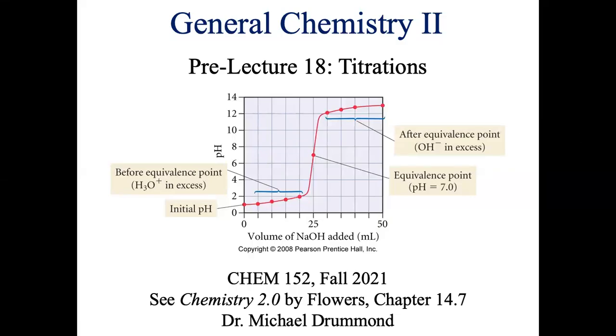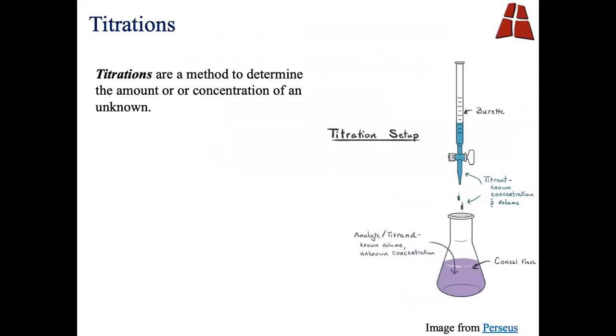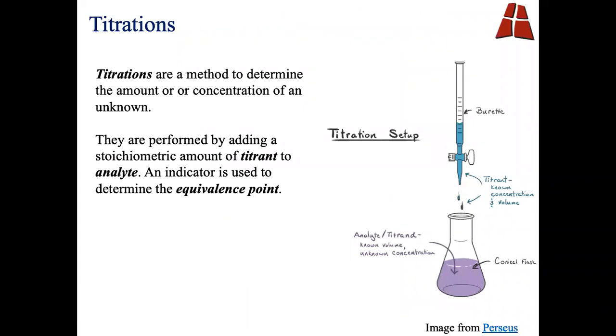This pre-lecture, we're going to be talking about titrations. So this was the technique we did last week in lab, and we're going to do again next week in lab, actually. They are a method used to determine the amount or concentration of an unknown. Typically, the thing we put in the burette is called the titrant, and the thing that we were trying to find out down here in the flask would be the analyte.